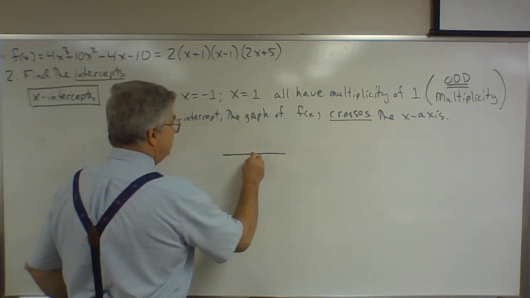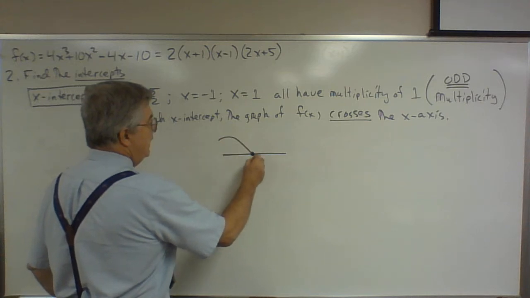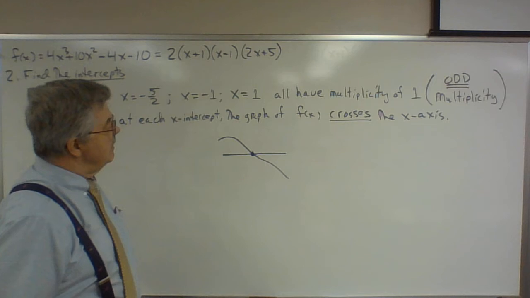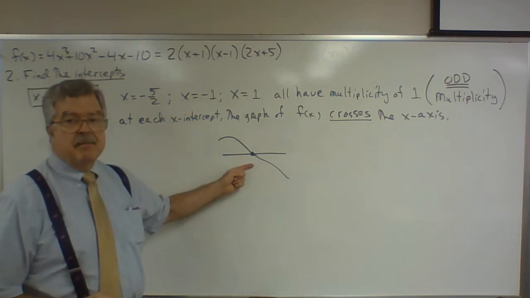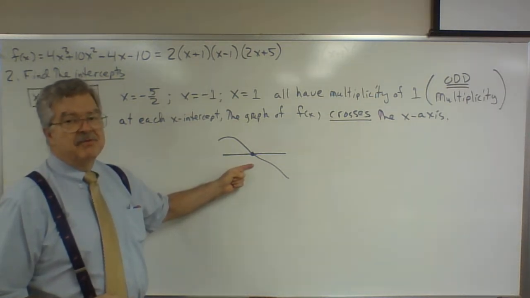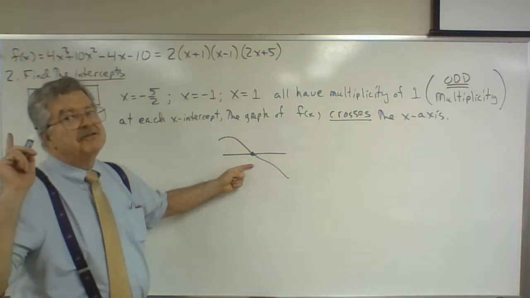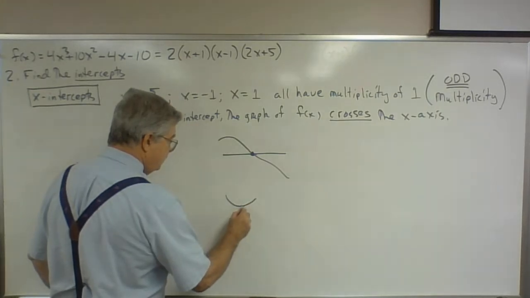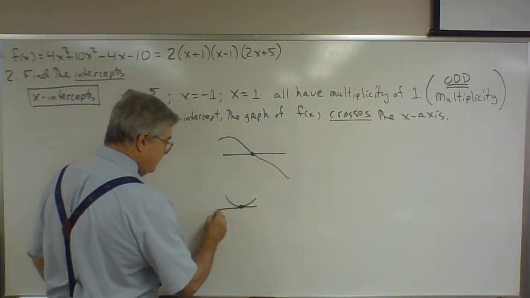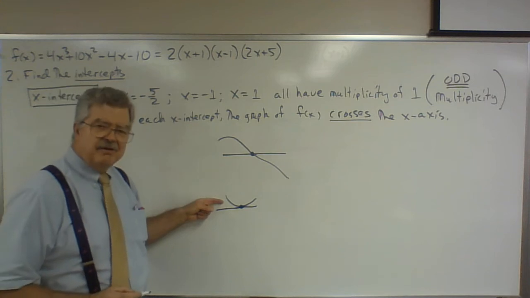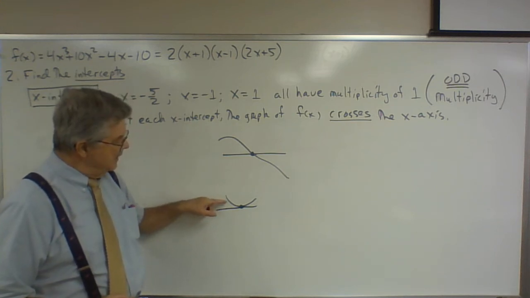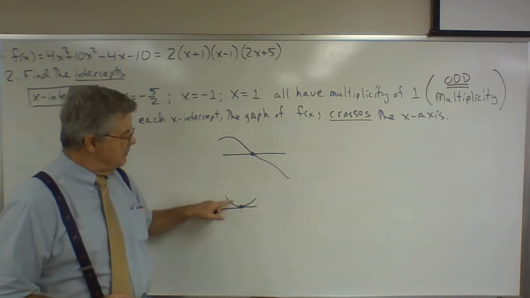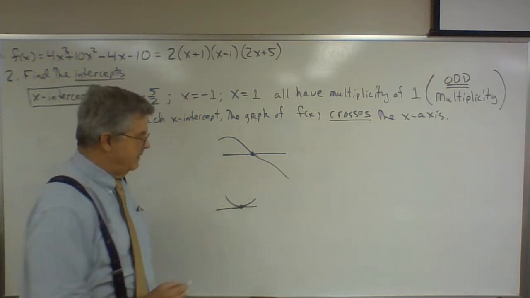So here's the x-intercept right there, and the graph is going to cross from one side of the x-axis to the other. That's what always happens if the multiplicity of a real zero or an x-intercept is odd. If an x-intercept has multiplicity that's even, the graph doesn't cross the x-axis. It kisses the x-axis right here at the x-intercept, and then it turns around and goes back.